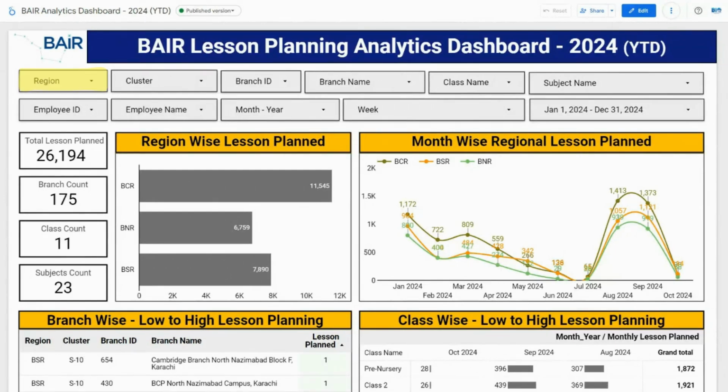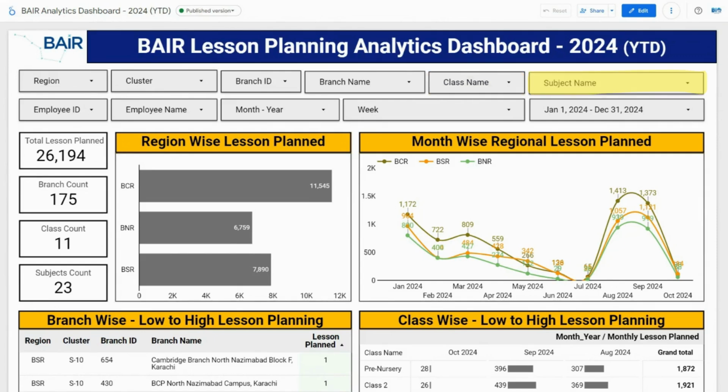Region. This drop-down allows users to filter the data by different geographical regions. Cluster. The cluster drop-down lets users filter by clusters. Branch ID. This drop-down allows users to filter data based on the specific branch ID. Branch name. Complementing the branch ID, this filter lets users select a branch by its name. Class name. This drop-down filters data based on the name of the class.